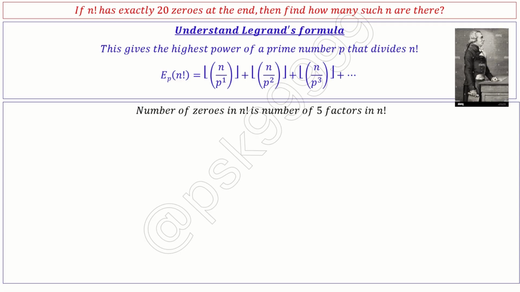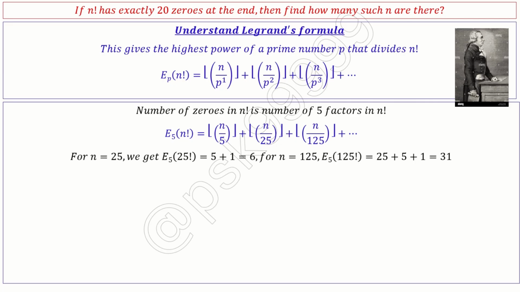Now you go to 10 factorial, you have a 5 and you also have a 10. 10 has a 5 in it, so two 5s are there in the prime factorization. So you will get 2 zeros. Next is 15 factorial, you will get 3 zeros. Like this, the number of zeros in n factorial is equal to the number of 5s in n factorial. That means you have to find the highest power of 5, that is the prime p. Now you can apply this Legendre formula to solve this one.